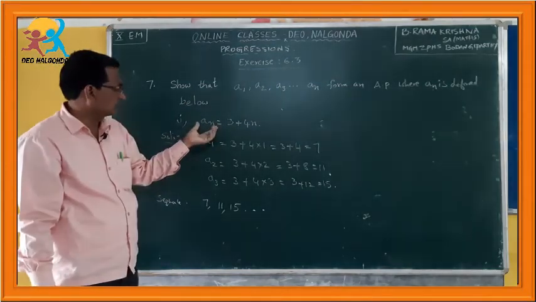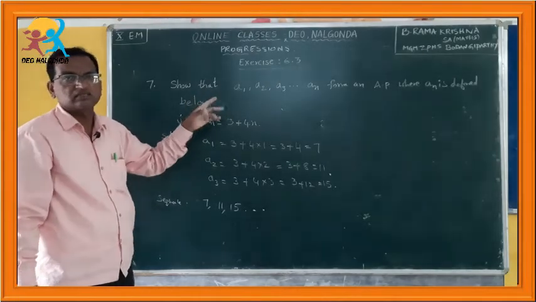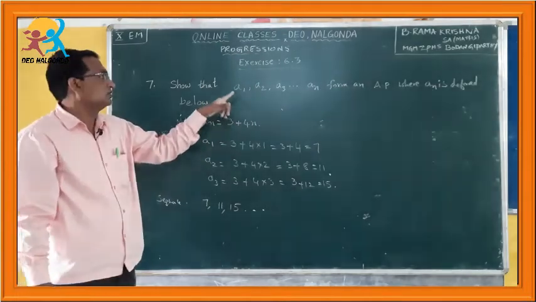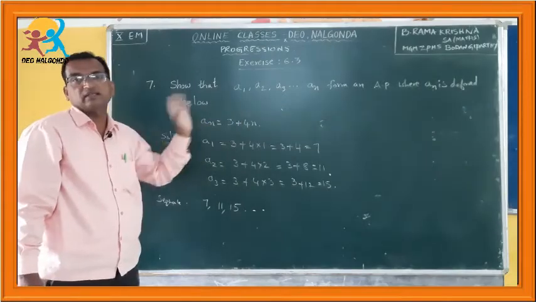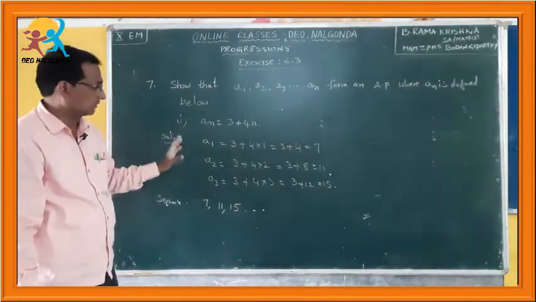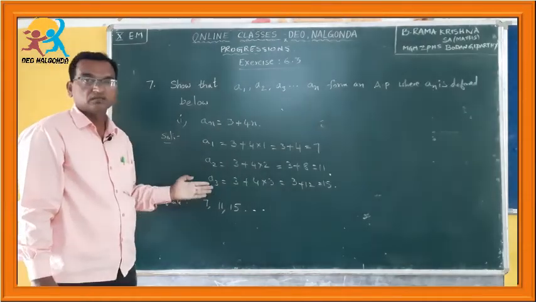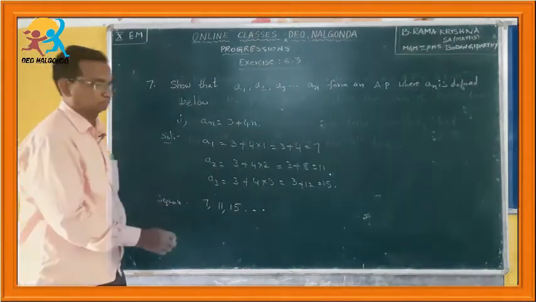If such questions are given, you just need not worry. Oh, what is this? AN is given. Oh, how to find A1, A2, A3? Just simple. If AN is given or SN is given, you can find them by substituting in the place of N. Okay. For your understanding, I am explaining this problem until this. The next thing is to be done by you. Okay. I hope you can do this.